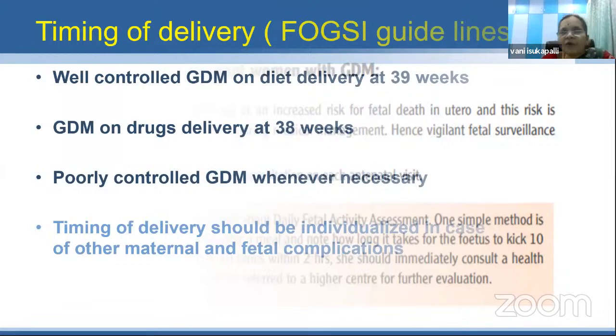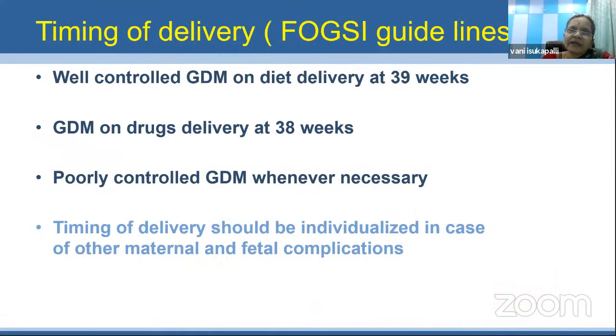Then timing of delivery. These are the general guidelines laid down by FOGSI. A well-controlled gestational diabetes case on diet, we can deliver at 39 weeks. A gestational diabetes case on drugs, either insulin or metformin, needs to be delivered at 38 weeks. We can extend maximum to 39 weeks. But for a poorly controlled GDM case, the timing of delivery is individualized. So whenever it is deemed necessary, the pregnancy has to be terminated.